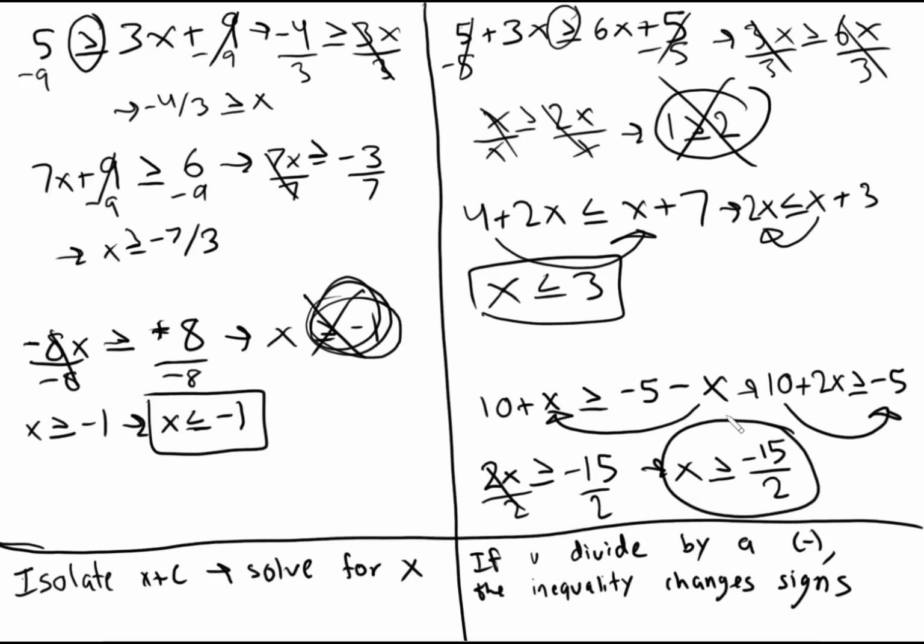So keep in mind that when you divide the x variable by a negative number, that is the only scenario in which it switches signs. If you're dividing some random coefficient by a negative, it's not going to switch signs unless you still divide the x by that negative number. So that's just a tip when solving inequalities.